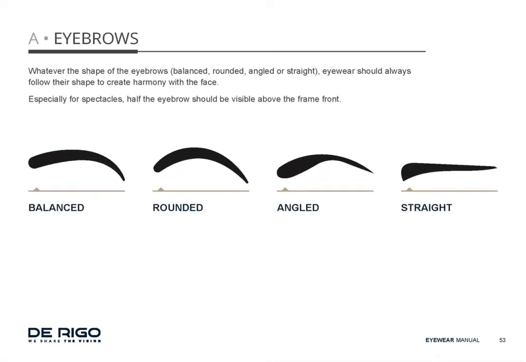Eyebrows. Whatever the shape of the eyebrows, balanced, rounded, angled, or straight, eyewear should always follow their shape to create harmony with the face. Especially for spectacles, half the eyebrow should be visible above the frame front.